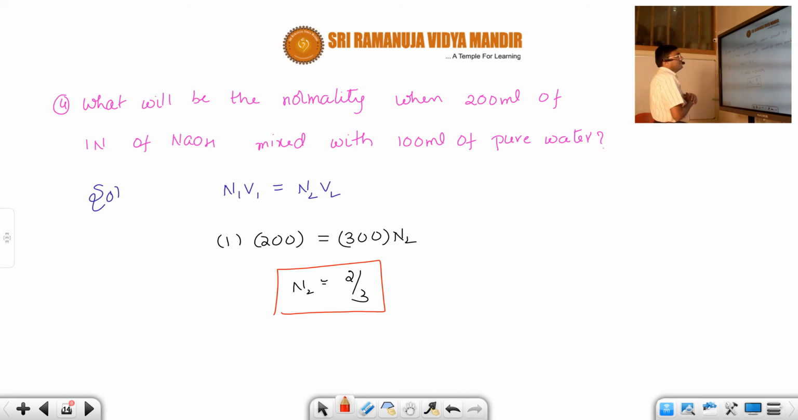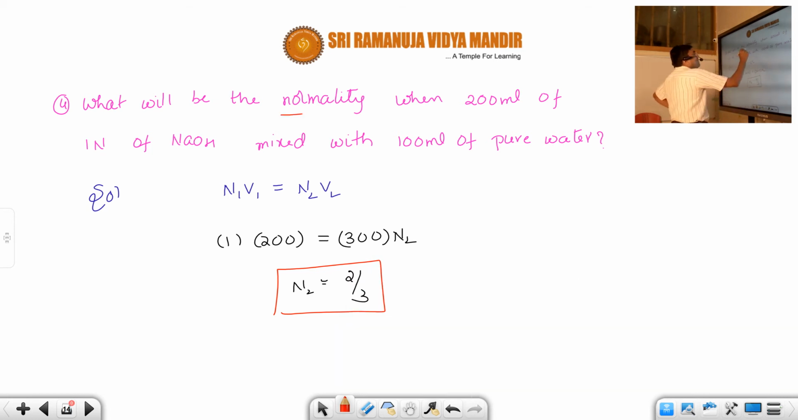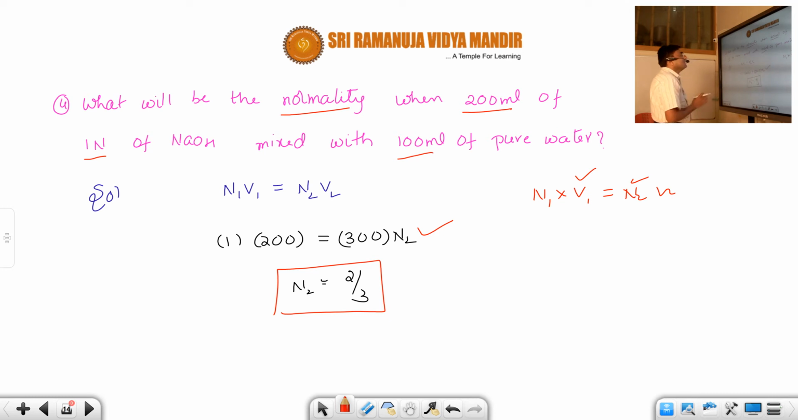Now, let us understand the next question. What will be the normality when 200 ml of 1 normal NaOH is mixed with 100 ml of pure water? Very good question. Now, students, try to understand. V1 is 200 ml, N1 is 1 normal, mixed with 100 ml of pure water, V2 is given. So it is very simple, N1 V1 is equal to N2 V2.